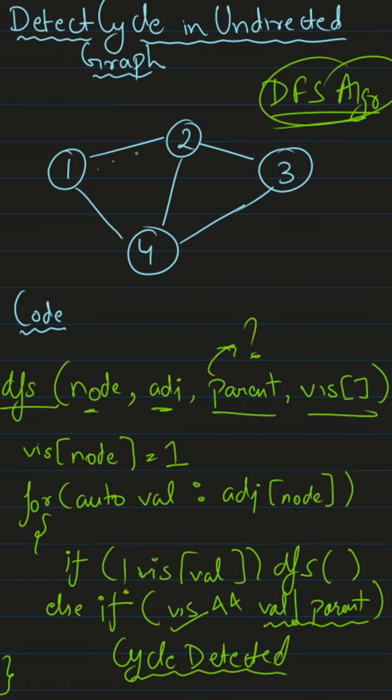Since it's an undirected graph, let's imagine we are at 1. 1 will have 2 and 4 in its adjacency list. So it will go to 2, it will go to 4. Let's start with 2 next. With 2, it will have 1 and 3 in its adjacency list. Now, the visited of 1 will be equal to 1. Now, from 2, it can travel to 1 and to 3.